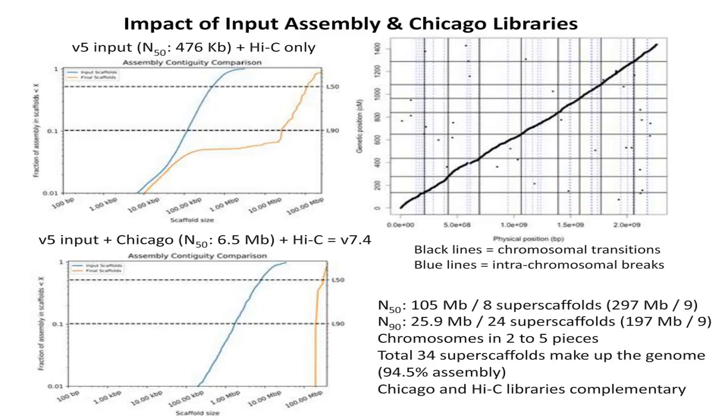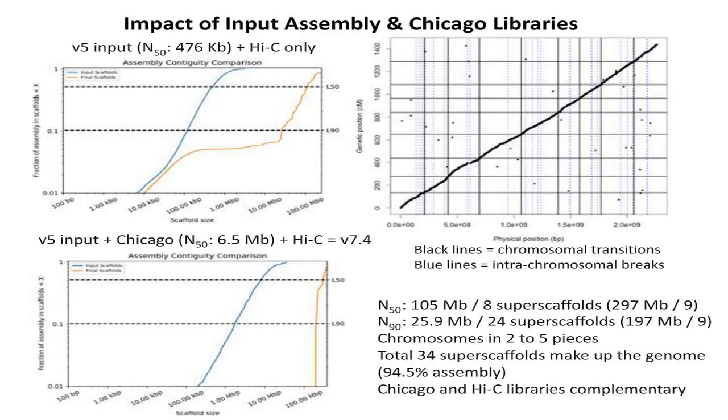The other thing we wanted to do, because we had a number of projects starting out, was to ask how important the size of the input assembly was. Because we'd done it progressively and fed a very good assembly in with the HiRISE data, we wondered whether that was overkill. So they ran the V5 input, that is the input with an N50 of 476 kb, plus only the Hi-C data. What you can see is it's fairly good. You get a nice chromosomal result, but it isn't contiguous. The N50 was 105 megabases, and many of the chromosomes were split into 2 to 5 pieces. So a total of 34 super scaffolds made up the whole genome.